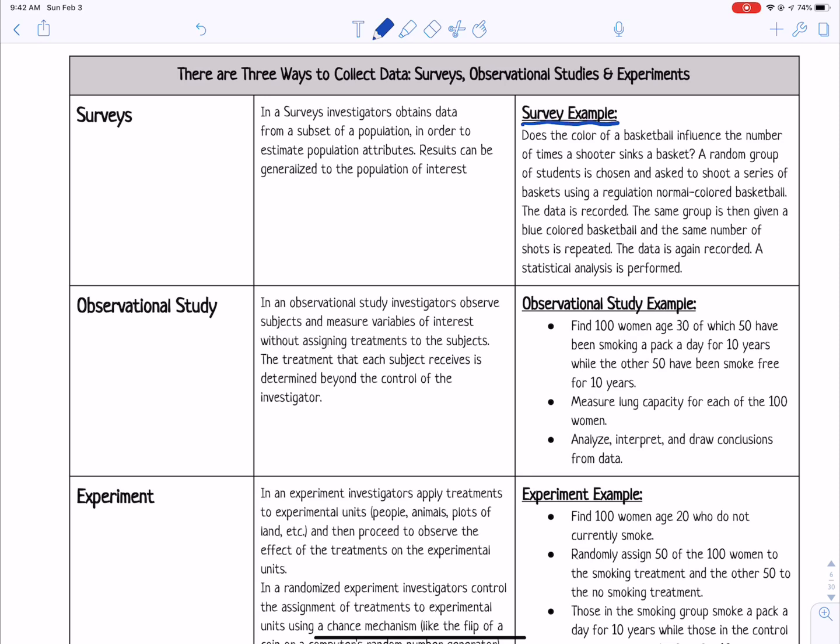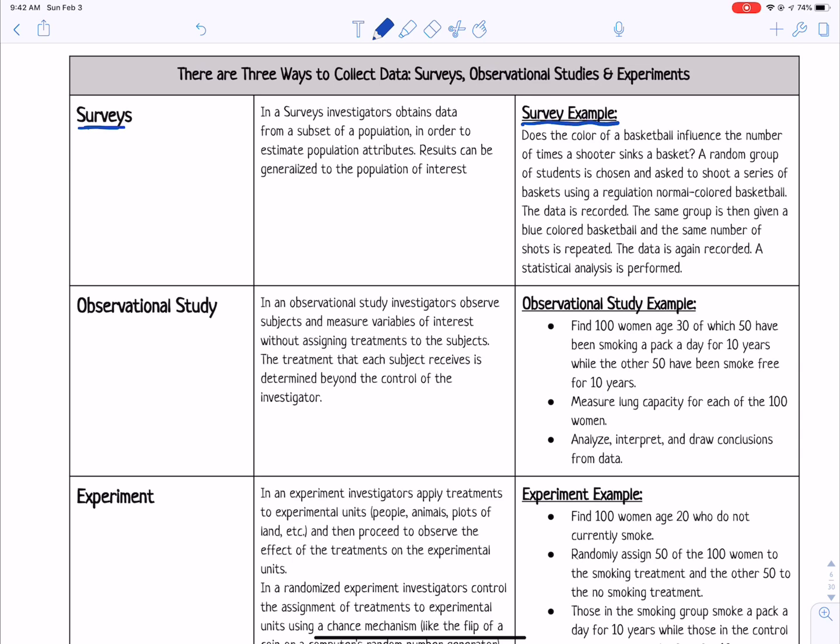So a survey is just watching to see and recording data to see if a difference would be made over something like the color of a basketball. So you've also had surveys done frequently with you guys as students in various ways, so you kind of know what a survey is more than the others. So let's look at observational study versus experiment.